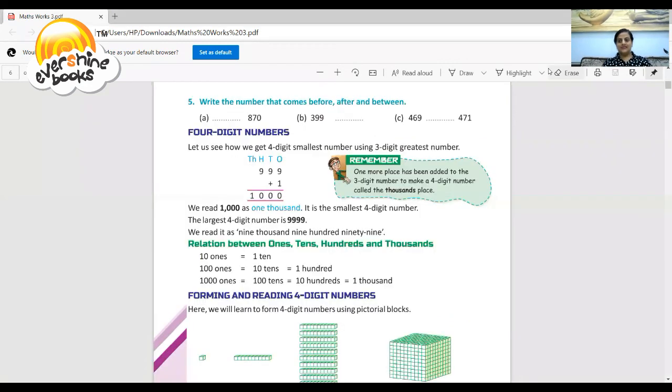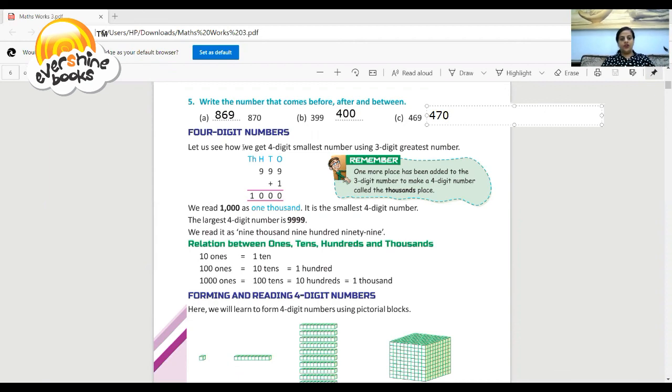Okay. Now students, we are going to read it loudly. Write the number that comes before, after and between. This is before sign 870. Before 870 what comes? 869 comes, because before 70, 69 comes. After 399 comes 400, because after 9, 0 comes. What comes in between? 469, 470 and 471 after that.